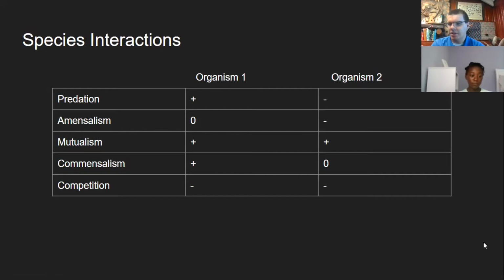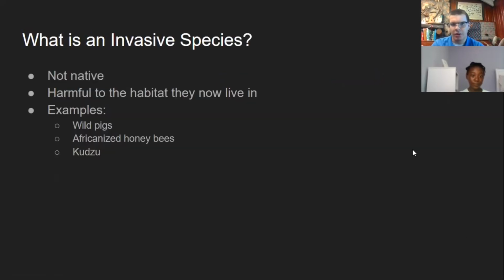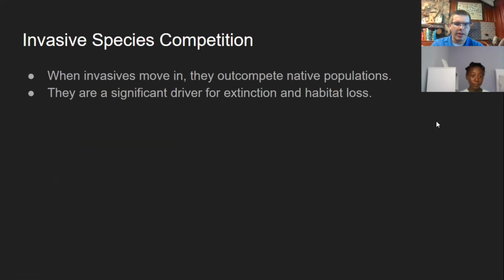Okay, cool. I'm going to show you some animals here too. Don't worry. So we already talked about what an invasive species is. So competition is whenever an invasive species moves in, they outcompete the native populations. They cause things like other animals to start to go extinct because they just show up and take all of the resources. And they also drive things like habitat loss, because suddenly these other animals have to either move, adapt, or die because the ecosystem has changed because these new creatures are showing up.